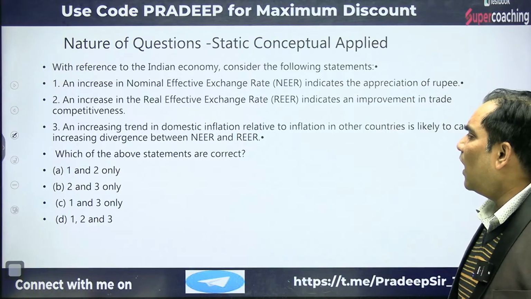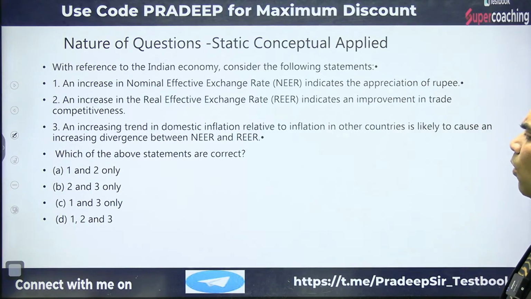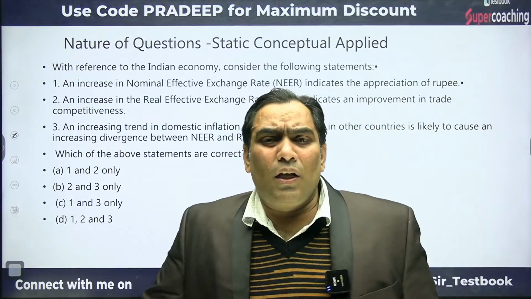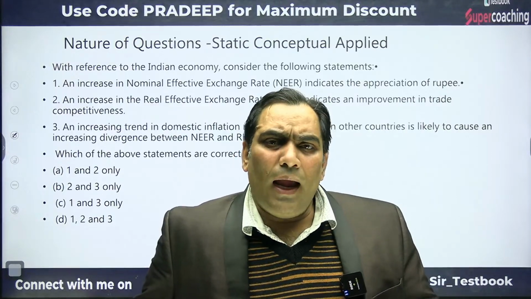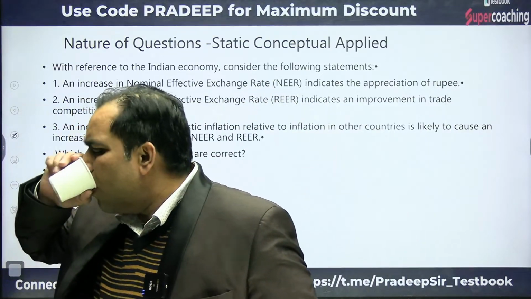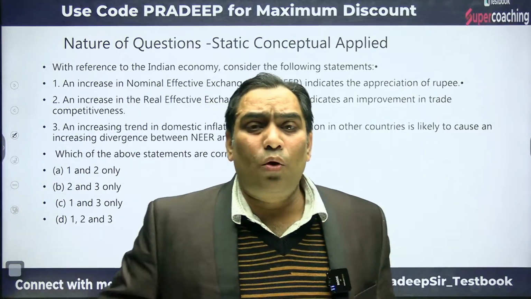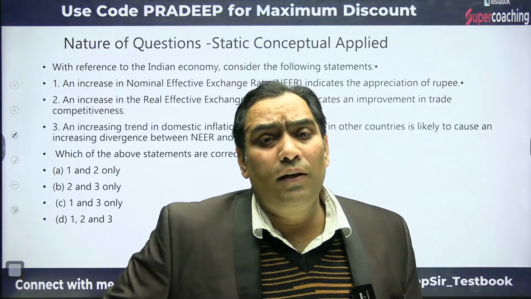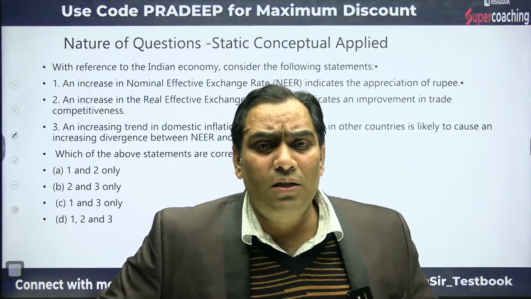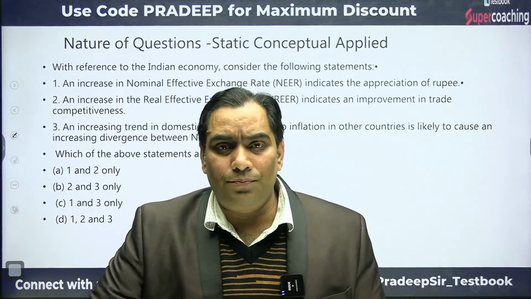Second, an increase in the real effective exchange rate indicates improvement in trade competitiveness. And an increase in the trend of domestic inflation relative to inflation in other countries is likely to cause an increasing divergence between nominal and real. Which of the following statements are correct? So this is completely a concept based question, and two concepts are mixed with each other. The concept of exchange rate is mixed with the concept of inflation, that is, how inflation is going to impact the exchange rate.